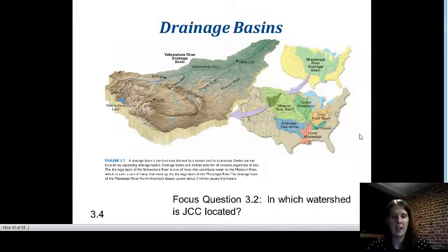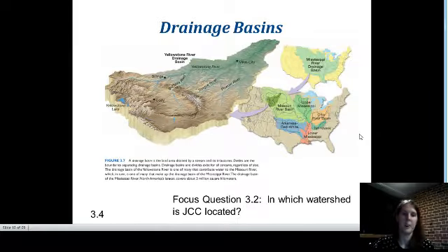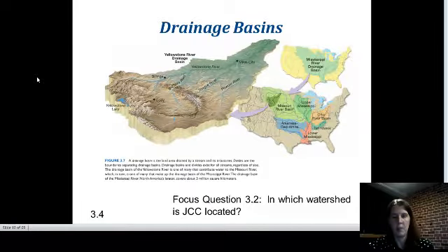So focus question here is, in which watershed is Jamestown located? Okay, that one should be a pretty easy one for those of you who are actually located in Jamestown. It is in the Chautauqua Lake watershed, which is in the larger system of the Lake Erie watershed.